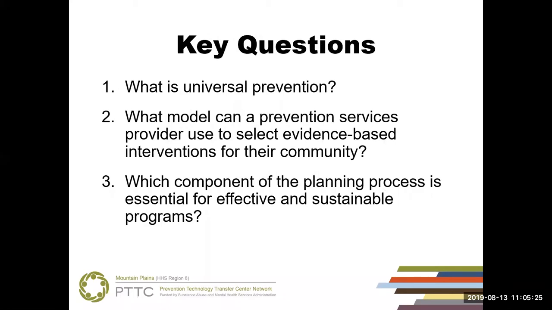So I want to orient us today with 3 key points that we're going to cover throughout our webinar. These key points are going to give you a roadmap for what we will discuss. First, we're going to define what is universal prevention. Next, we will talk about what model can be used for choosing evidence-based interventions when you are a prevention services provider. And then we will discuss what component of the planning process is really essential for effective and sustainable programs.